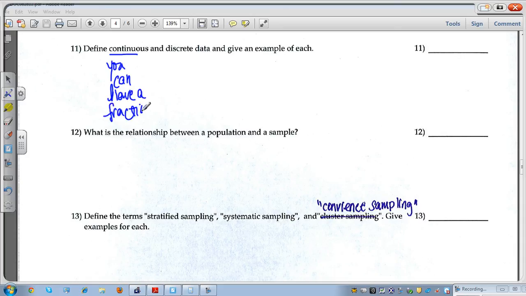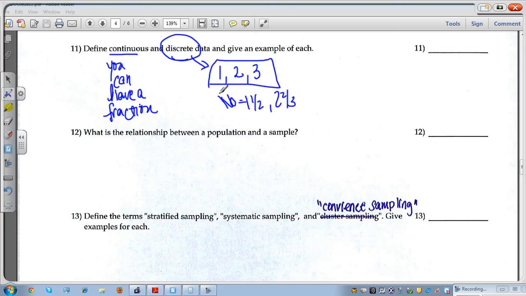There's no leaps in the data, so you can have 1, 1.1, 1.11, 1.12. Discrete data has jumps, so you can have 1, you can have 2, you can have 3, but you can't have 1.5. No, 2 2/3. None of those. It has to be an integer for you to have the discrete data, or a natural number, since we're probably not going to be dealing with any negatives.